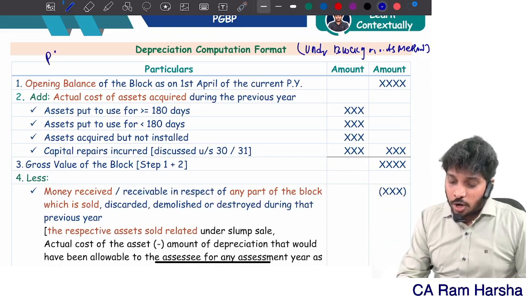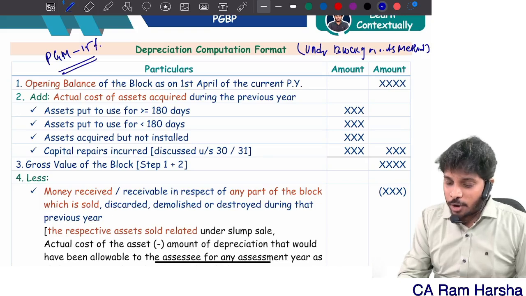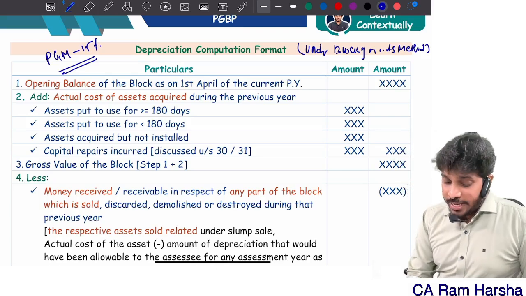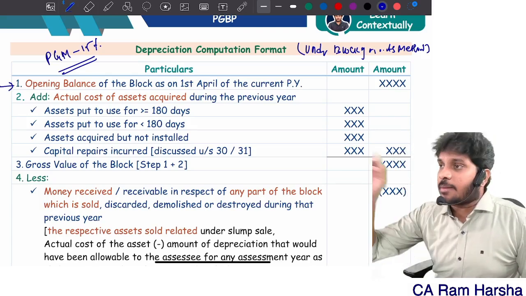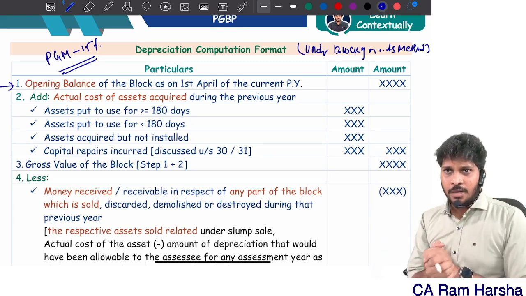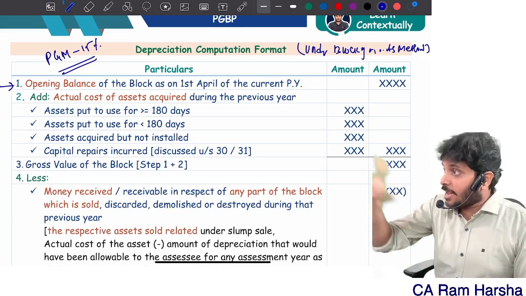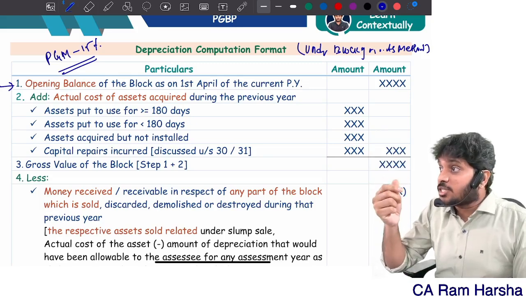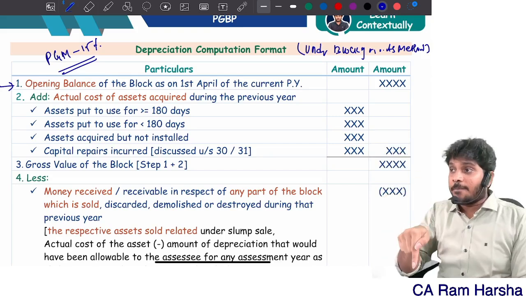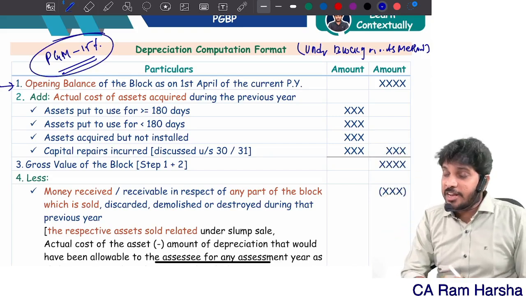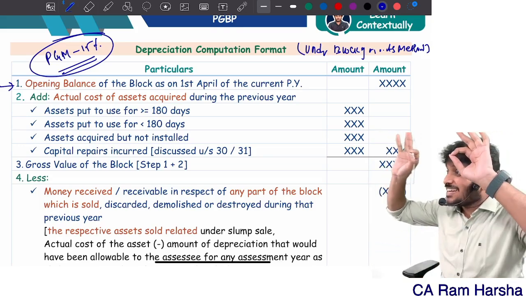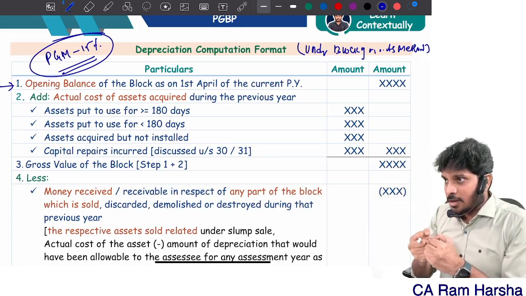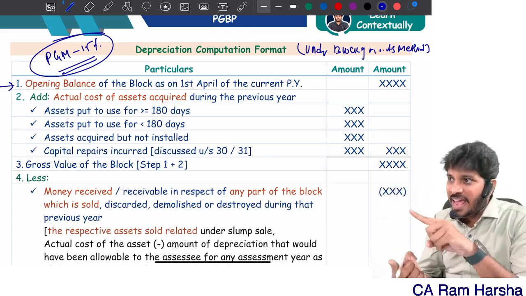Suppose I am talking about the plant and machinery 15% block. In this block, some opening WDV is given. Add additions. Additions means during this year I purchased some new assets. Which assets purchased by me should be added in this block? Assuming this is the plant and machinery 15% block, those plant and machineries which I purchased belonging to this block only should be added in this block.